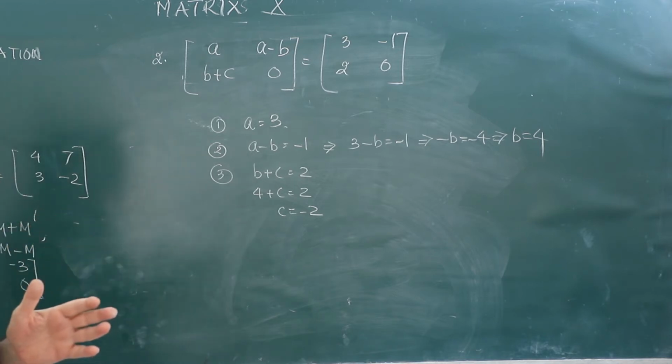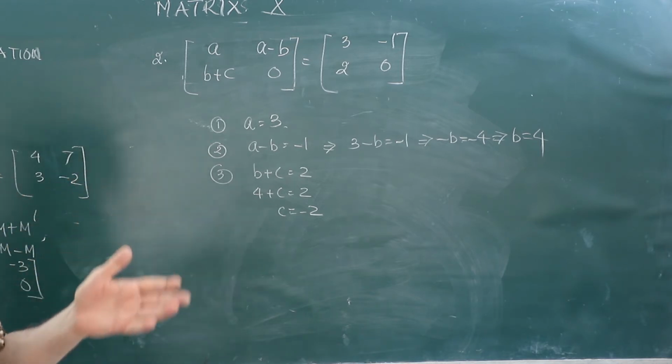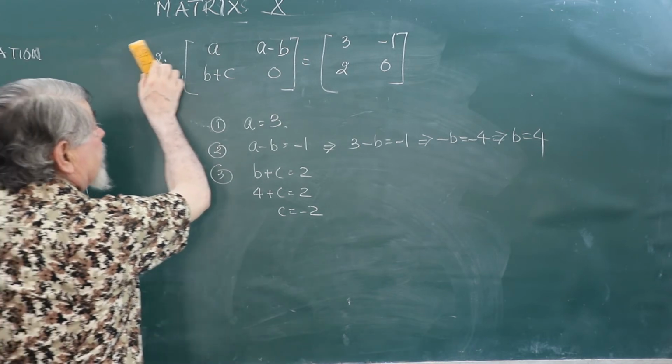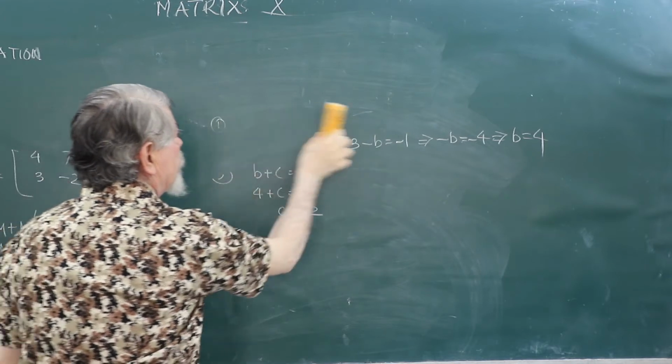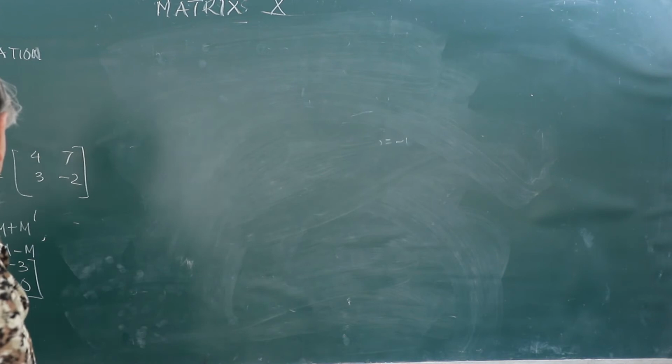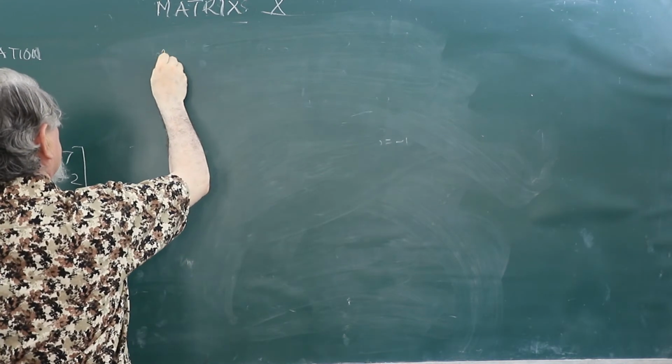So when we equate two matrices, their corresponding elements should be equated and the values should be calculated if there are some unknown values there, like A, B, C or X, Y, Z given. Let us see the third question here.